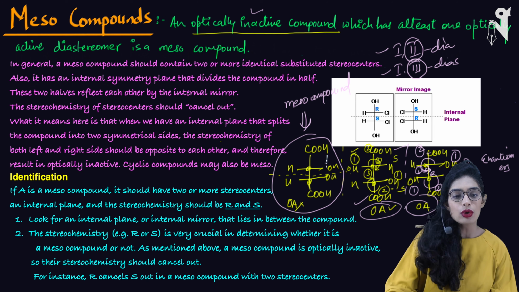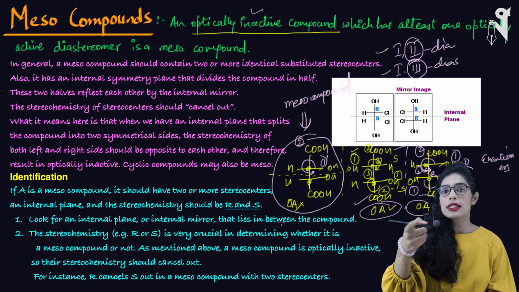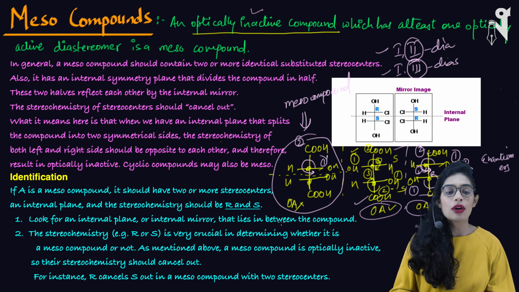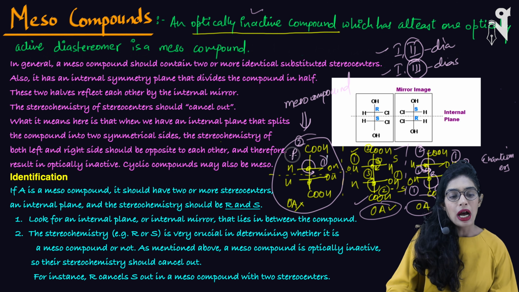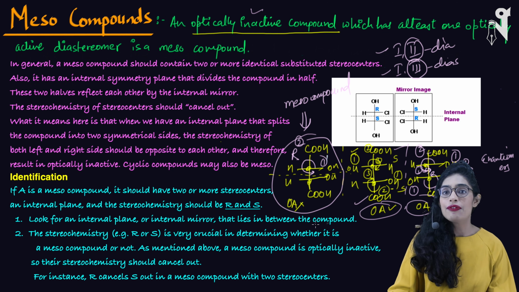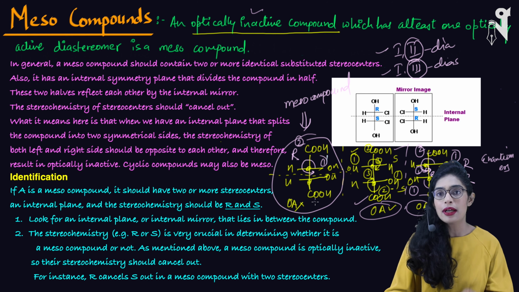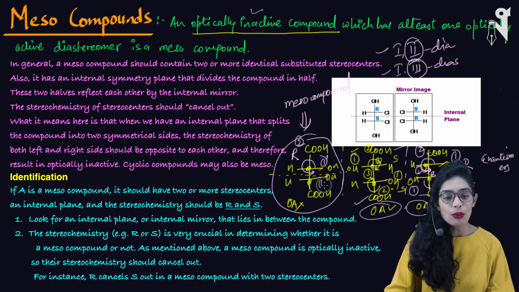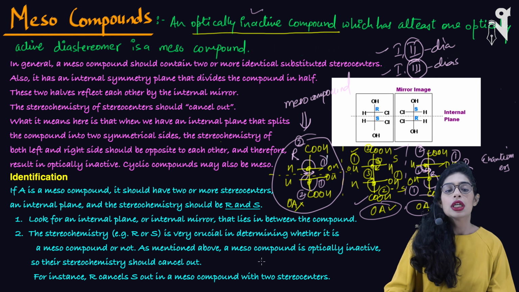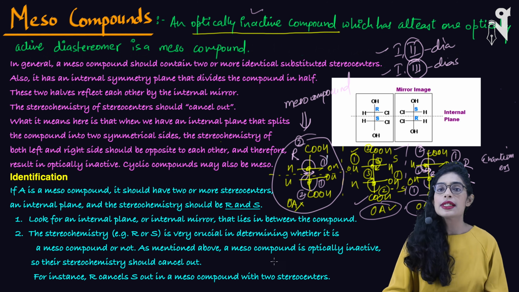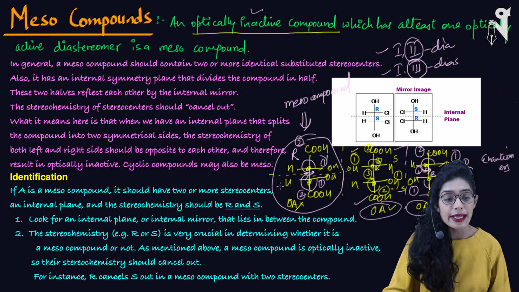If I want to write the configuration of this molecule, this is 1, 2, and 3, the lower group. So I'll go from here to here. What is it? It is anti-clockwise. The configuration will be R. If I try to find the configuration for the second carbon down here, it will be 1, 2, and 3, the above one. So if I go from 1 to 2 to 3, what kind of rotation is it? It is clockwise. So the configuration is S.